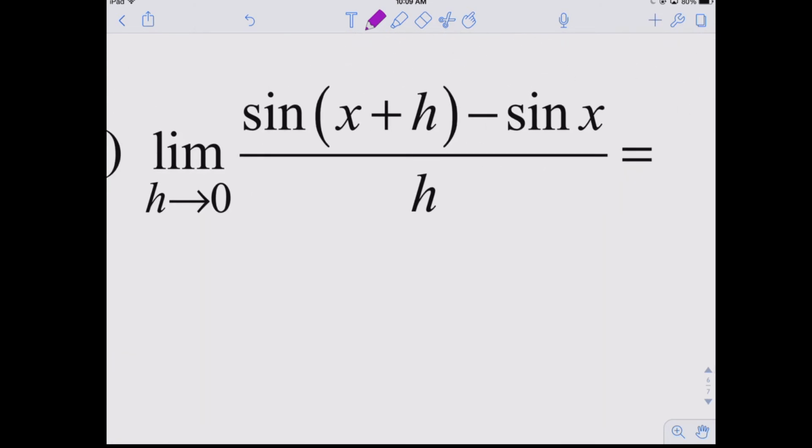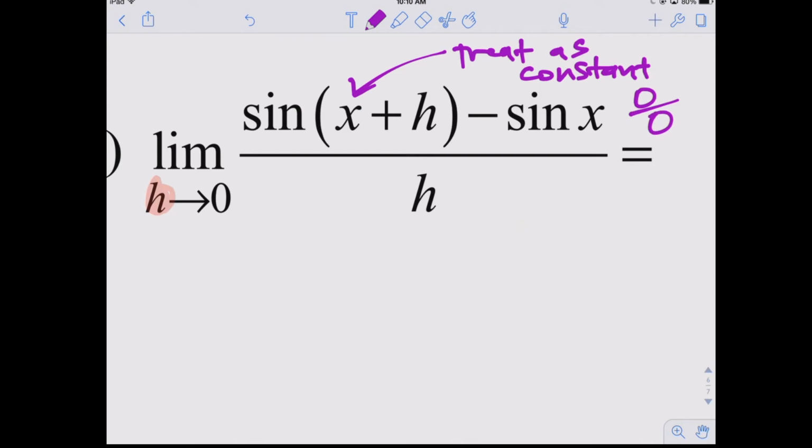We got the limit as h goes to 0 of sine of x plus h minus sine of x over h. So recall that the variable underneath the limit is the one we're treating as a variable, and any other variable that appears in our limit expression we're going to treat as a constant. So we're going to treat this x as a constant. So what happens if you plug in a 0 for h? I get sine of x minus sine of x in the top, which is 0, and of course 0 in the bottom. Now notice that the h in the bottom is causing the 0.